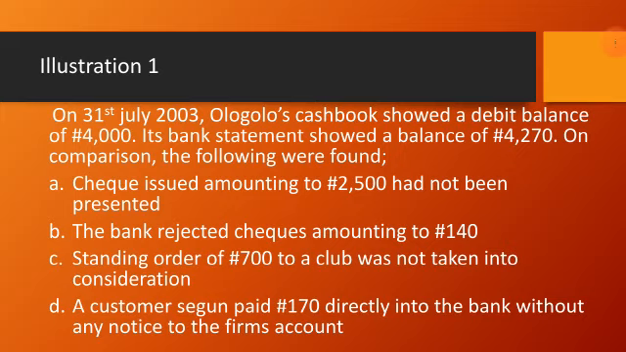A. A check issued amounting to 2,005 had not been presented. B. The bank rejected a check amounting to 140 naira. C. Standing order of 700 to a club was not taken into consideration. D. A customer, Shagun by name, paid 170 naira directly into the bank without any notice to the firm's account.